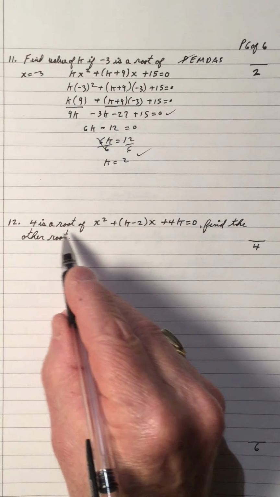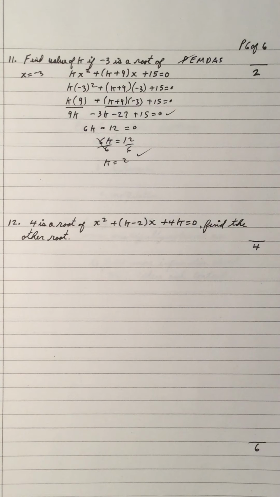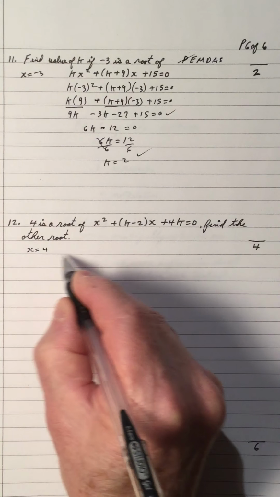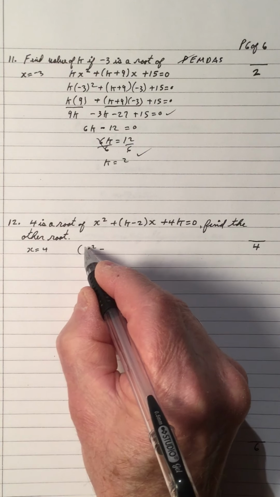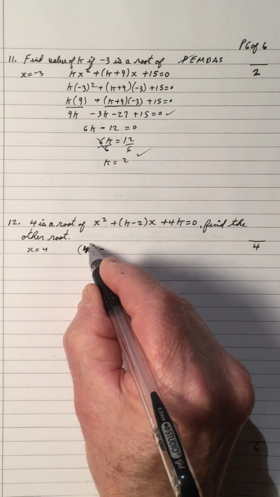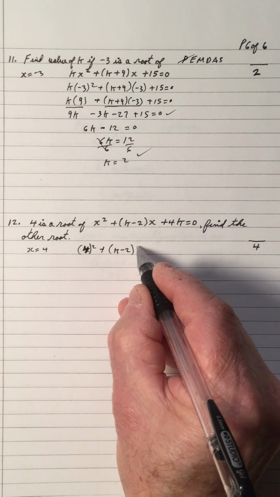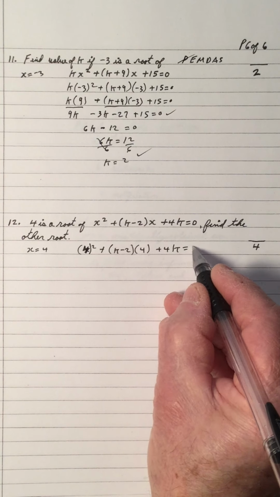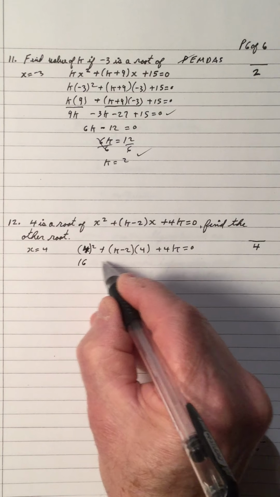4 is a root of this equation. Find the other root. Now, I have a k in here. So if 4 is a root, take the 4 and sub it in for x. So if I sub 4 in, I should find the value of k. 4 squared is 16.